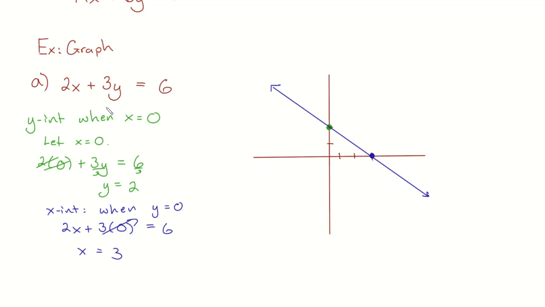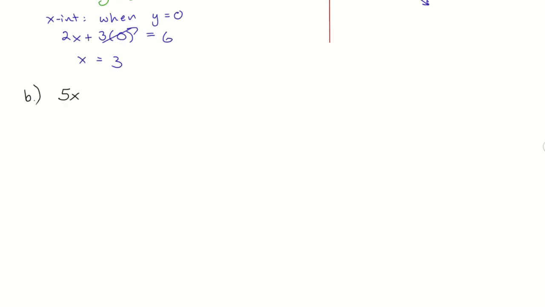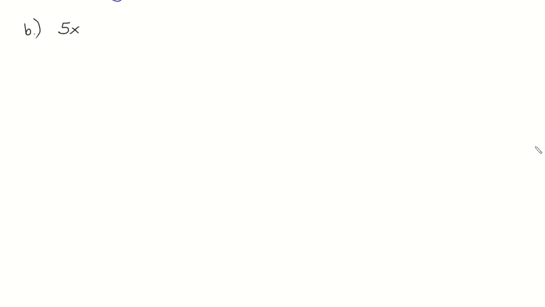Cool. All right. I want you guys to graph one for me. Here we go. Let's say it's 5x. Was ours plus or minus before? It was plus. So let's do 5x minus 2y equals, I don't know, 10. Cool. I want you guys to find me the intercepts and graph it.